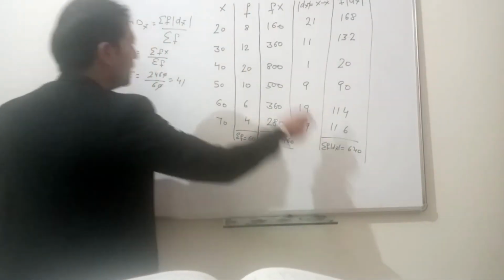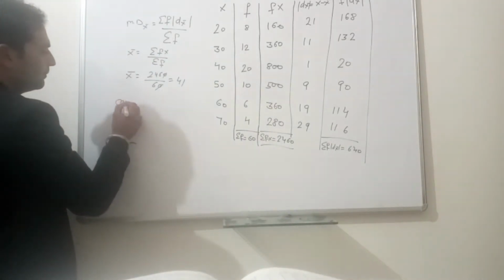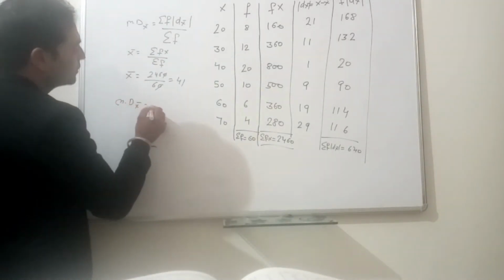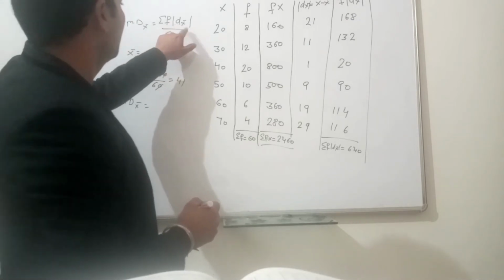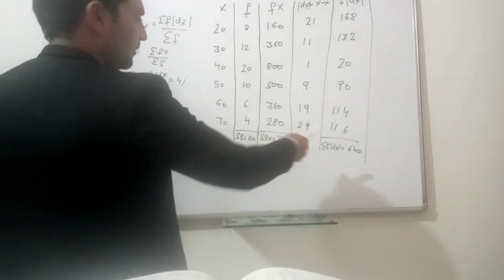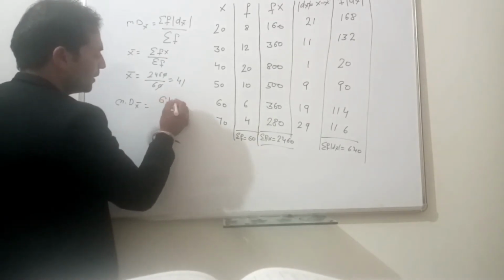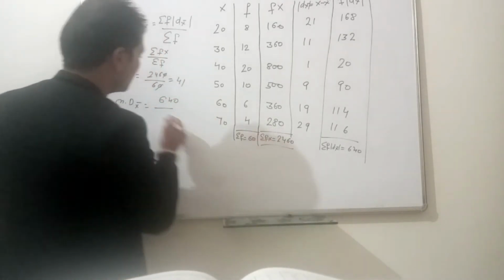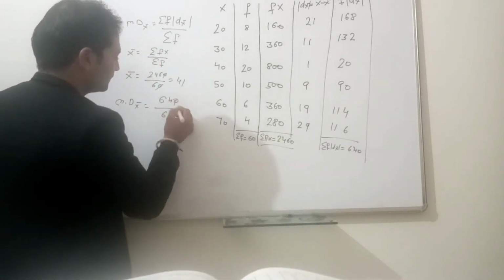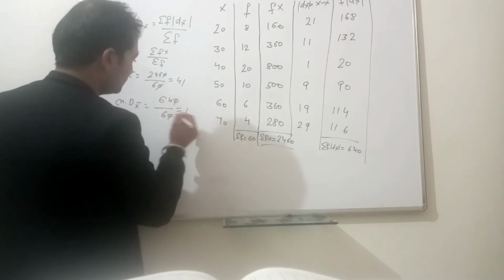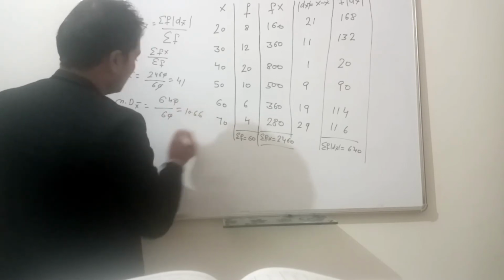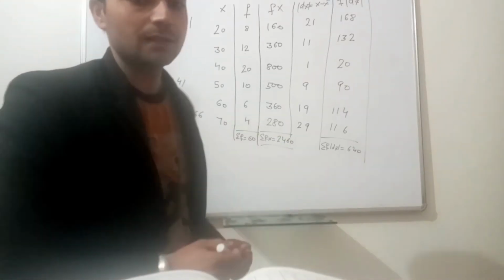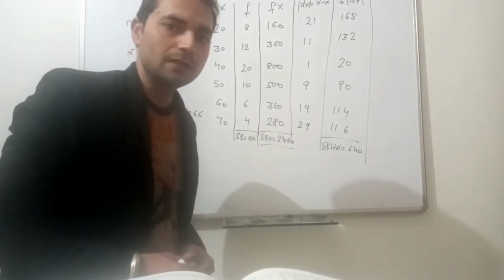Now we put this value into the formula. Mean deviation from mean is equal to summation f dx bar upon summation f. Here, 640 upon summation f, which is 60. The answer is 10.66. Okay students, thank you.